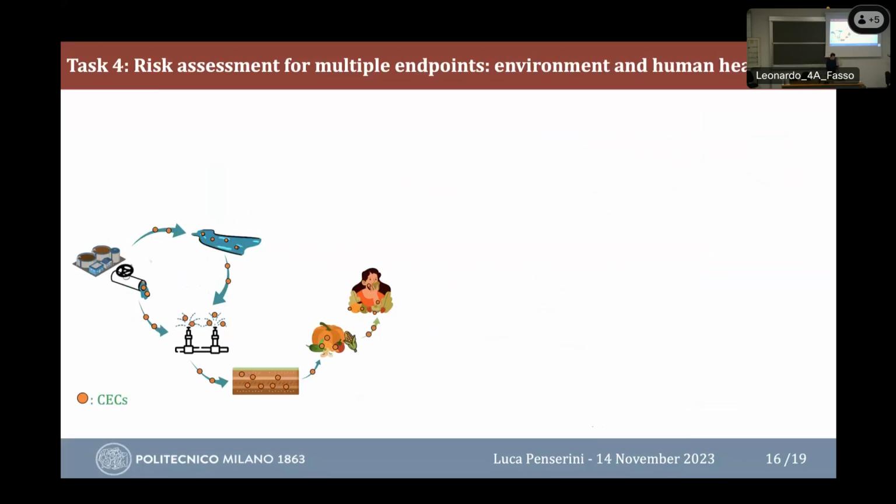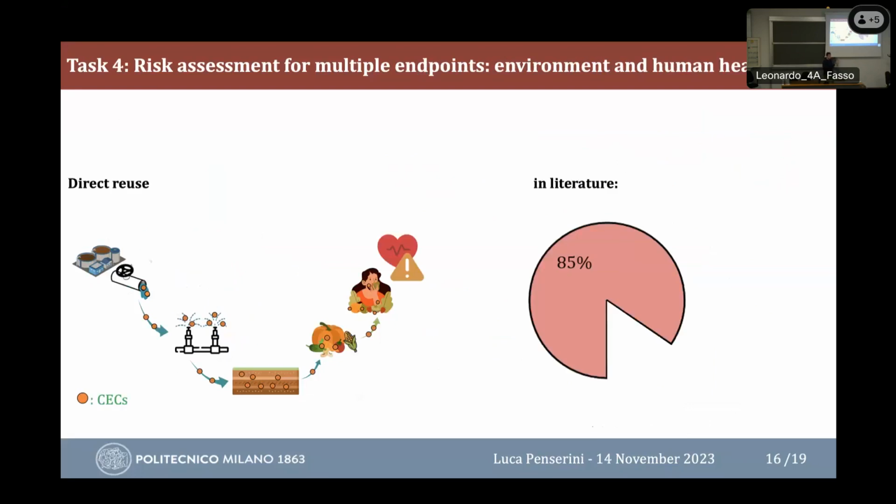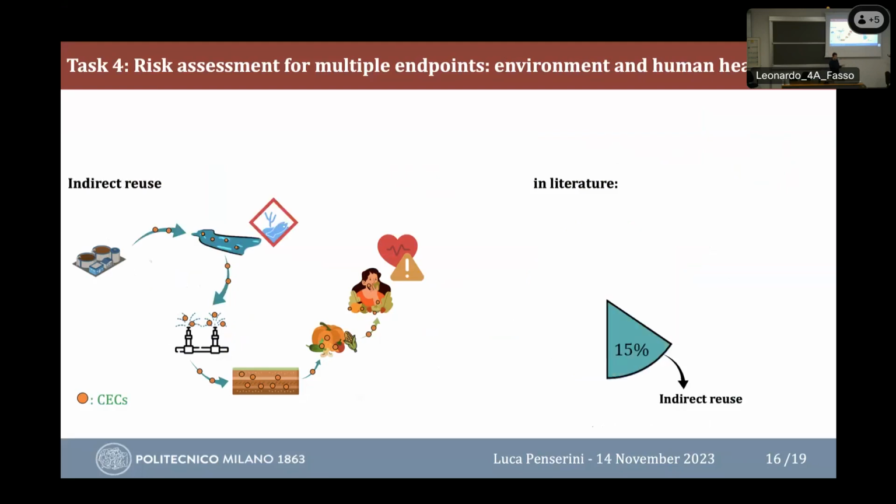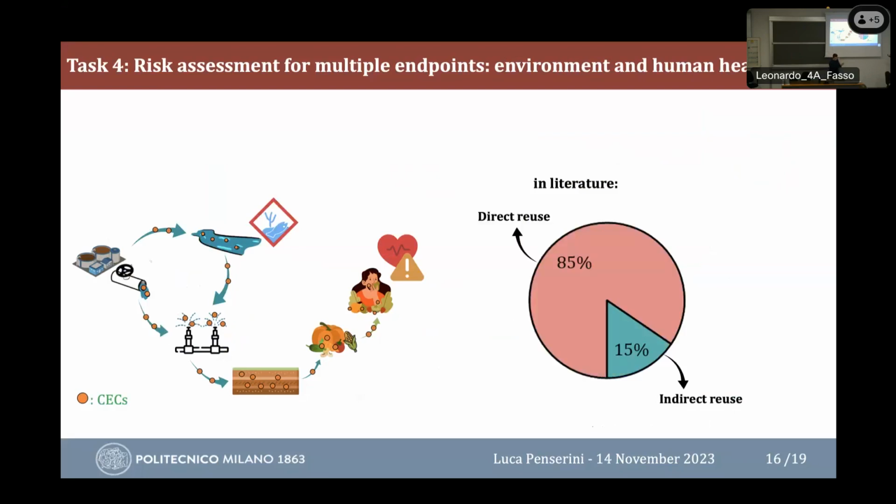But talking about reuse, as I mentioned before, we have two types of reuse. We have the direct reuse, where we don't have the surface water, and it can only bring risk for human health. On the other side, we have the indirect reuse, that can bring risk both for the environment and human health. So this is the scheme, and as we've seen before, only 15% of the studies address indirect reuse.